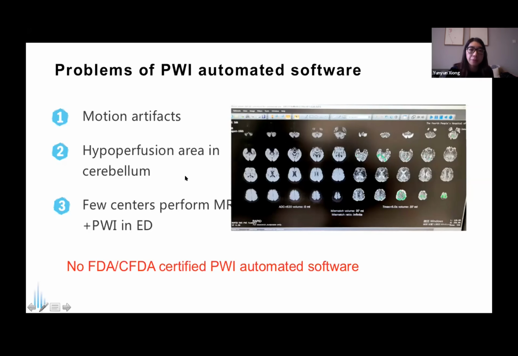And you can see here, RAPID will show a lot of hyperperfusion areas in the cerebellum, like here. So this is a common artifact or mistake in the software for RAPID. Because of the difficulty in developing software based on perfusion-weighted imaging, there is currently, in the whole world, no FDA or China FDA certified automated perfusion imaging software.